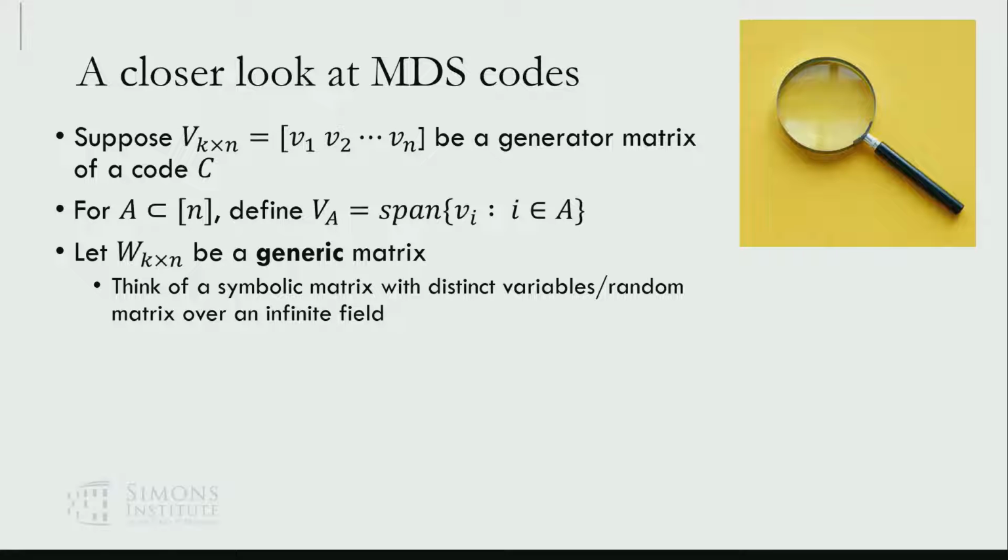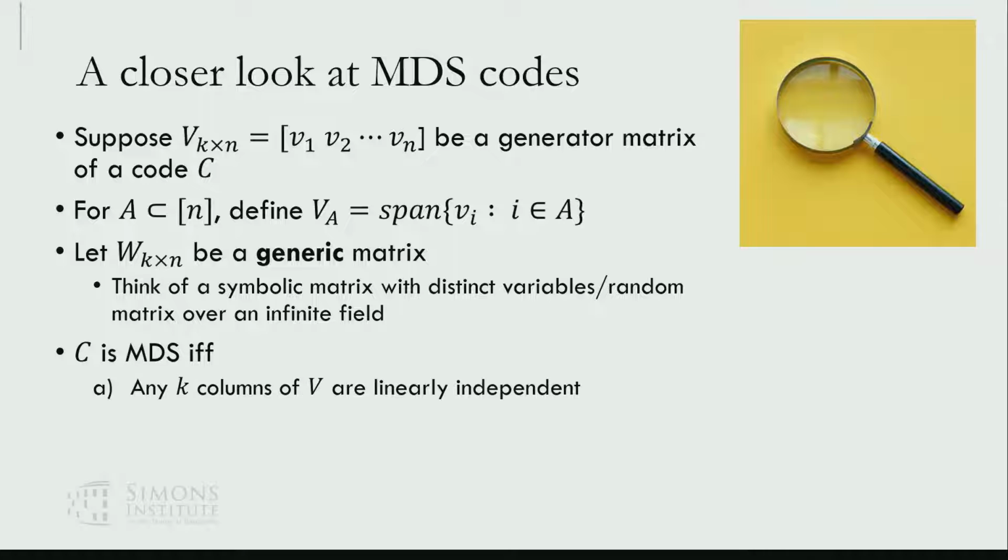And I'll use this notion of a generic matrix. So let's say W is a k by n generic matrix. What I mean is, think of it as a random matrix over an infinite extension field over the field you're working with. Or you can think of it as a symbolic matrix with distinct variables. It doesn't really matter.